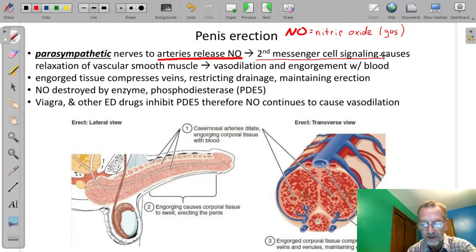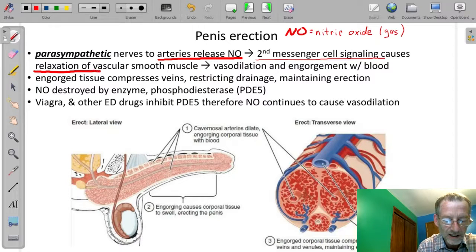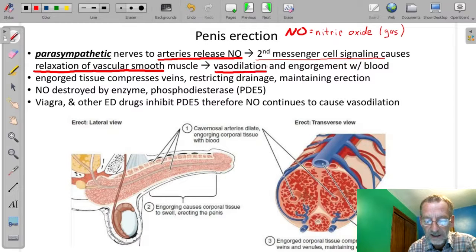So a second messenger system like that is involved with these arteries, and what that does is it causes those arteries to relax. The smooth muscle relaxes. So this is vascular smooth muscle. So they vasodilate. And that sends more blood into this erectile tissue, and the penis becomes engorged with blood, and then it becomes erect.